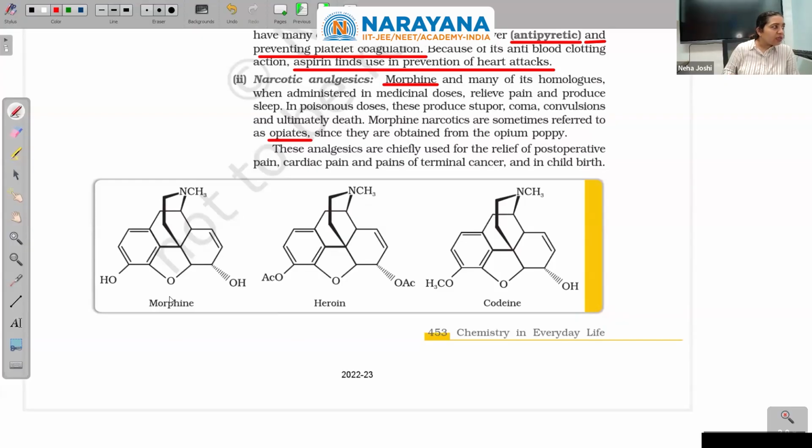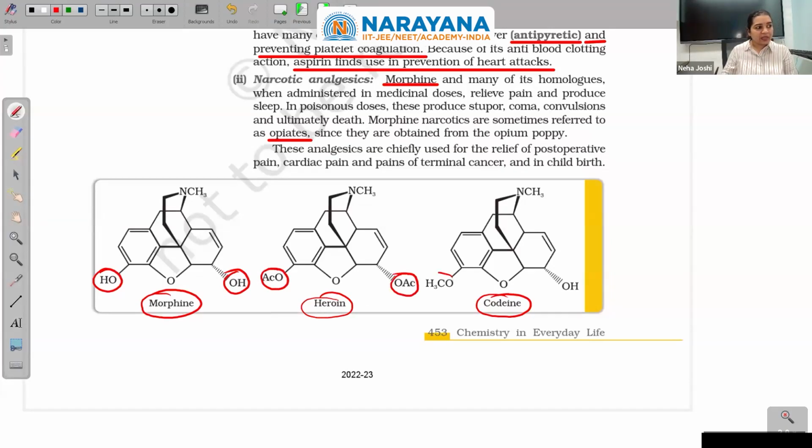So here is morphine. If you see broadly, the structure is the same in all the three: morphine, heroin and codeine. All three are heavy painkillers. The only difference is here it has two OH. Here those two OH are acetylated. And here one is converted to ether. That is the only change.